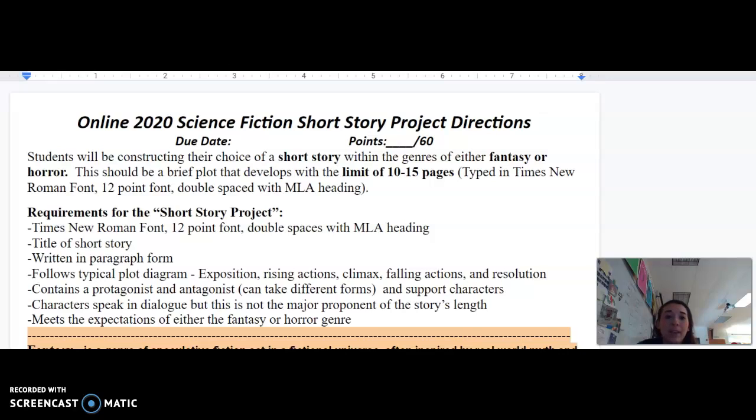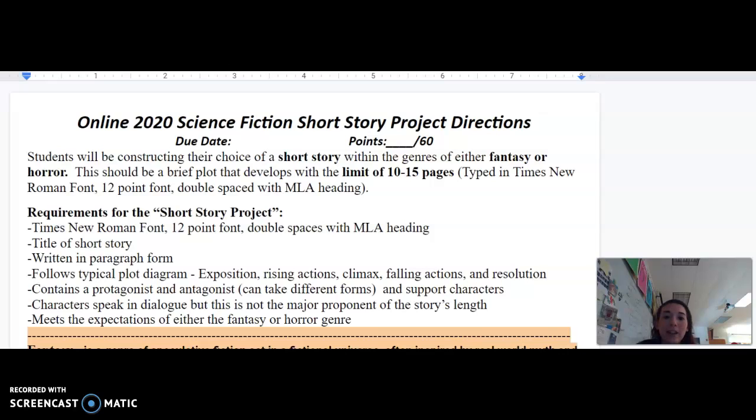It must have a title of a short story. It must be written in paragraph form. It follows the typical plot diagram, so it has an exposition with rising actions, climax, falling actions, and some form of a resolution. It contains a protagonist and an antagonist, so that can take different forms. It might not be obvious as far as who the protagonist or antagonist is at the beginning, but by the end, if I should ask somebody to create a plot diagram, it would be able to have a protagonist and an antagonist with supporting characters.